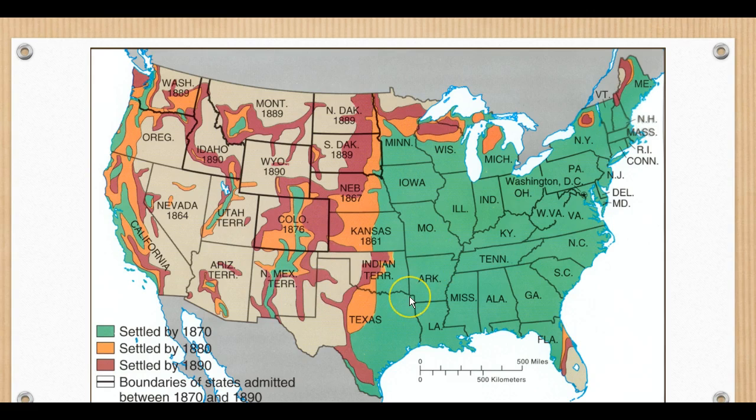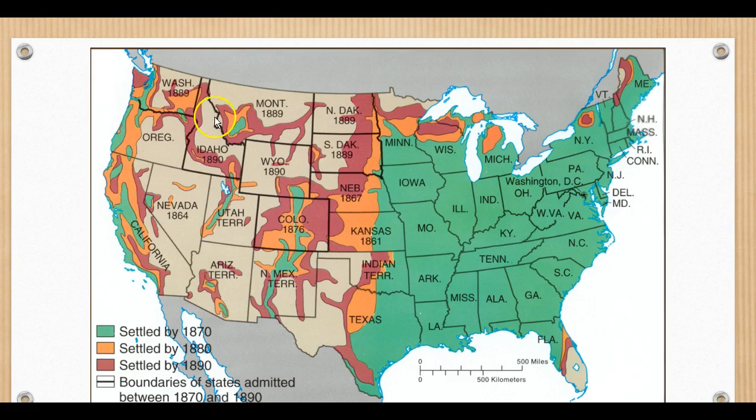And here we go with another map, and the green is showing you the area of the United States settled by 1870. The kind of orangish, tannish color settled by 1880. And the purple color settled by 1890. So you can see that in the western part of the United States, by 1890, not all of it was inhabited or settled.